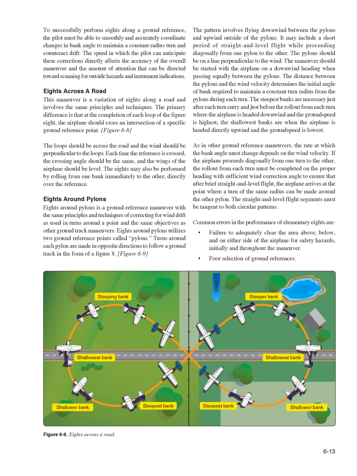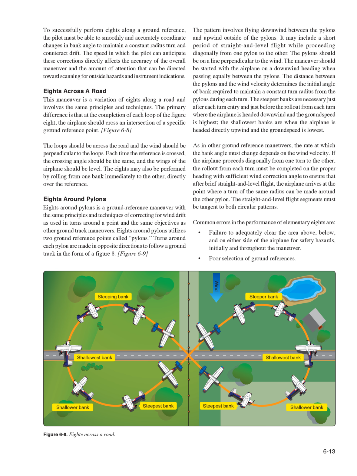To successfully perform H-80 along a ground reference, the pilot must be able to smoothly and accurately coordinate changes in bank angle to maintain a constant radius turn and counteract drift. The speed in which the pilot can anticipate these corrections directly affects the accuracy of the overall maneuver and the amount of attention that can be directed toward scanning for outside hazards and instrument indications.